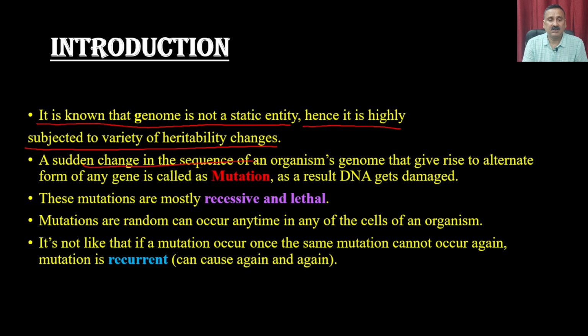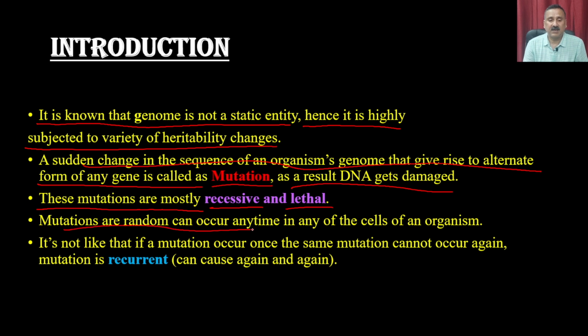A sudden change in the sequence of an organism's genome that gives rise to an alternate form of a gene is called a mutation. As a result, the DNA gets damaged. These mutations are mostly recessive and lethal. Mutations are random and can occur anytime in any cell of an organism. It is not the case that if a mutation occurs once, the same mutation cannot occur again. Mutation is recurrent and can occur again and again, right?